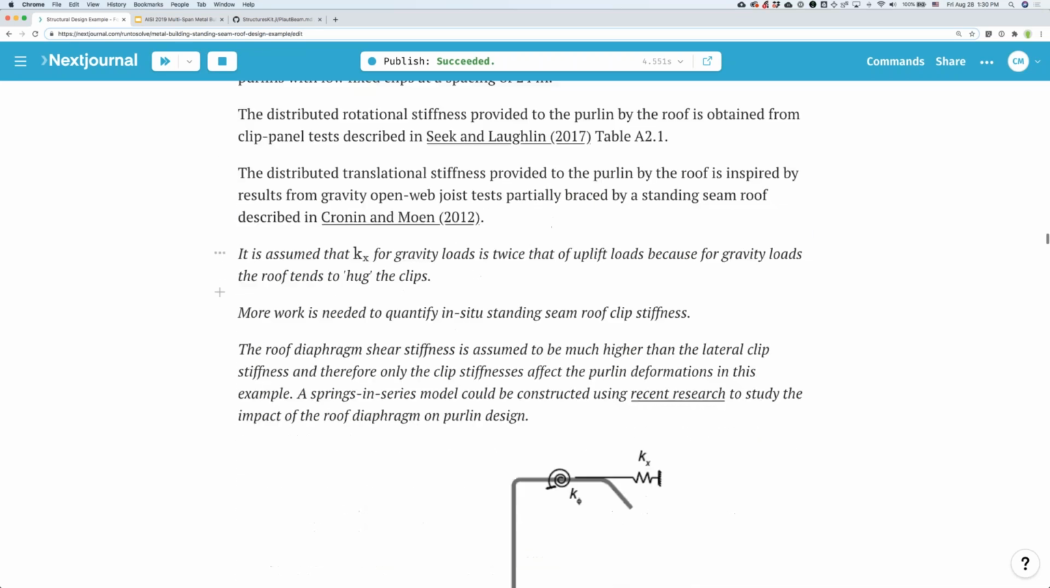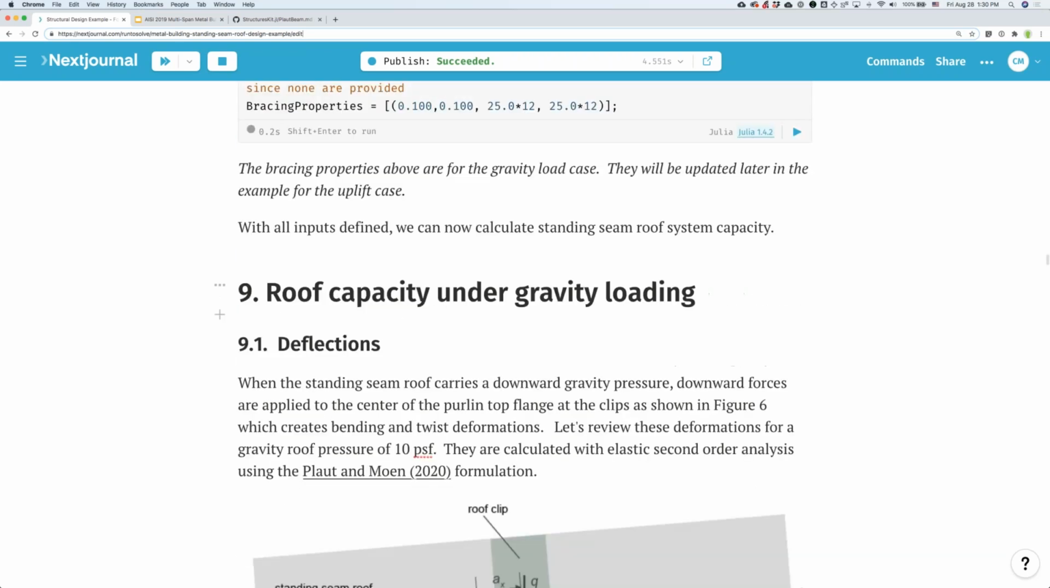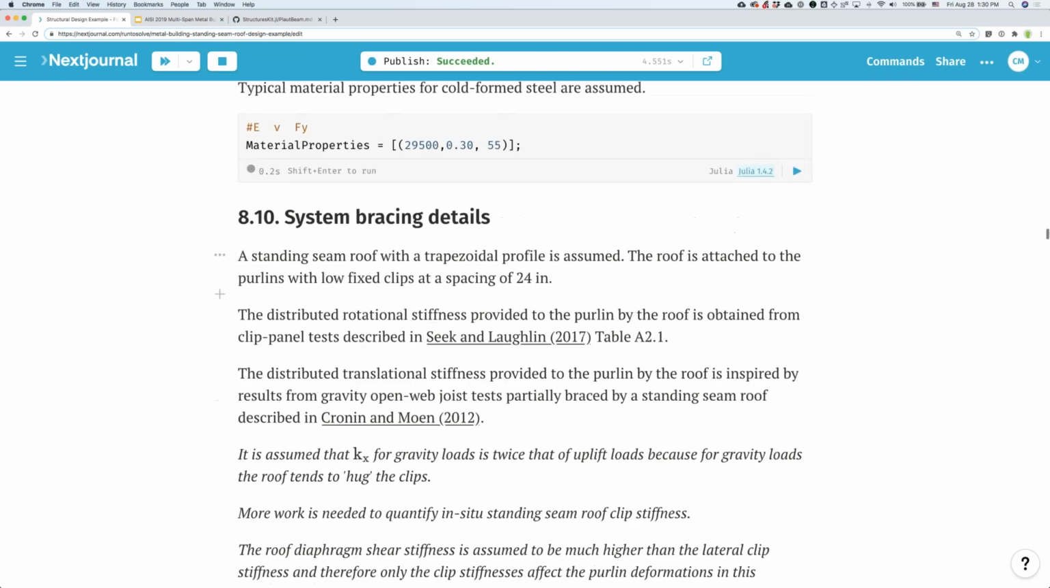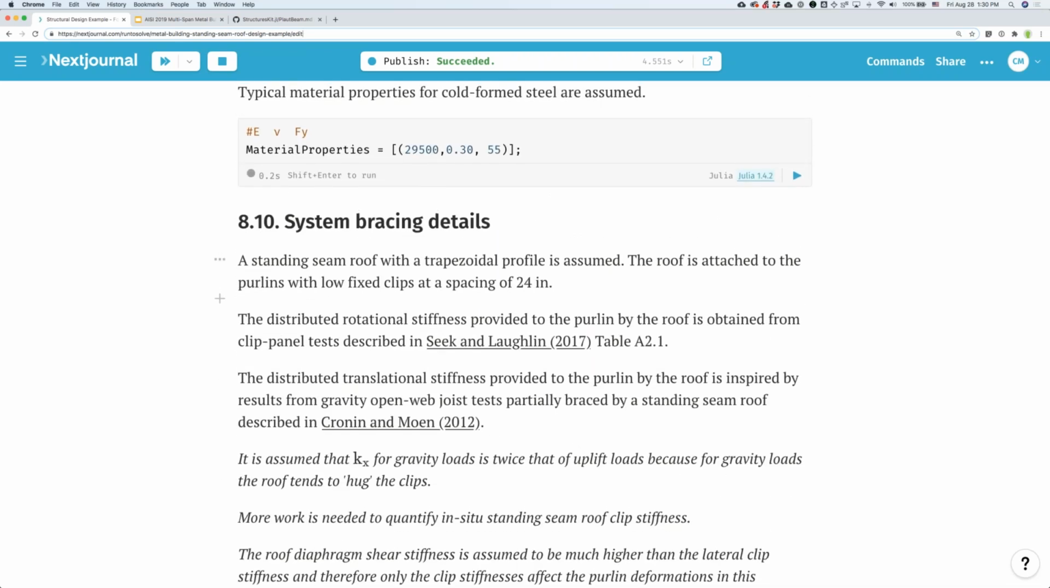And I think maybe I'll make it through this system bracing details and then I'll take more questions, since it's 1:30, I see.